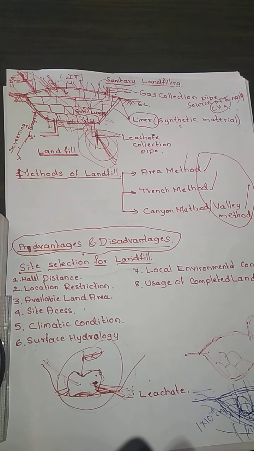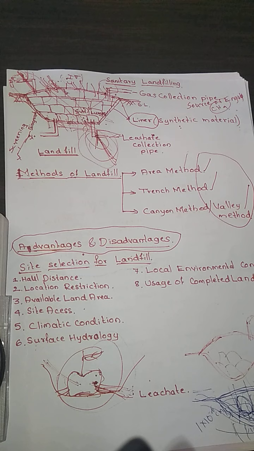Then the climatic conditions, where it should not be too hot, and it should not be in too rainy conditions. Then surface hydrology, the groundwater table should be at a greater depth, and local environmental conditions we need to consider. Then usage of the completed site, as I have told, it can be used as parks. So this is how we need to select the landfill sites.